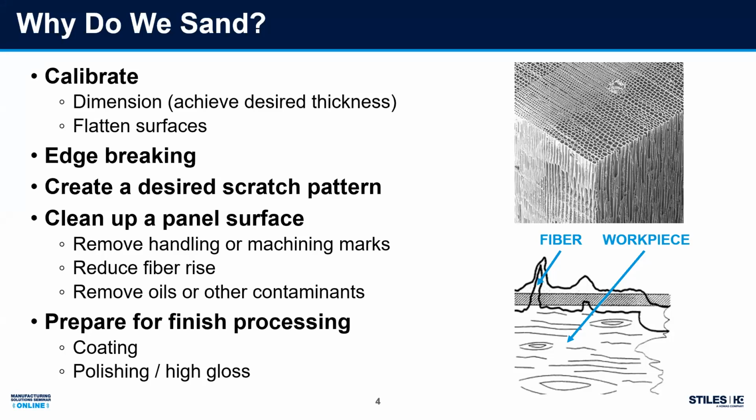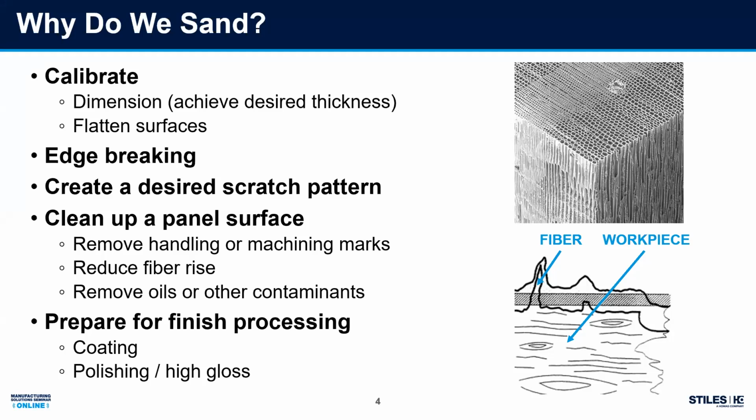Could be edge breaking. After we calibrate that door, we want to break those sharp edges so that stain will bond in those corners. It could be to create a desired scratch pattern. For the cabinet door, we put in cross-grain scratch on those rails, and we're going to need to remove that. It could be to clean up a panel surface. That could be from many different things. It could be from handling marks upstream on our veneered panels, just the grit that can get in between those panels and scratch it, or machine marks.